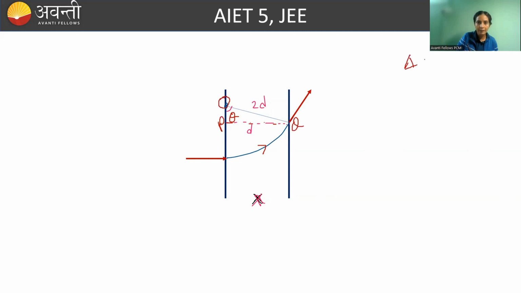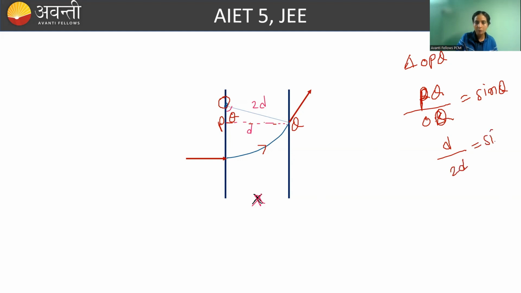If I talk about triangle OPQ, in this triangle, PQ divided by OQ, this is your height by hypotenuse. This will be equal to sine theta. And PQ is d, OQ is 2d, and that is equal to sine theta. So from here we can see theta is pi by 6. So how much angle is it covering? Pi by 6.